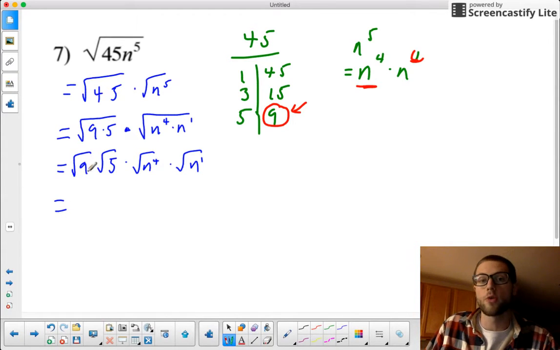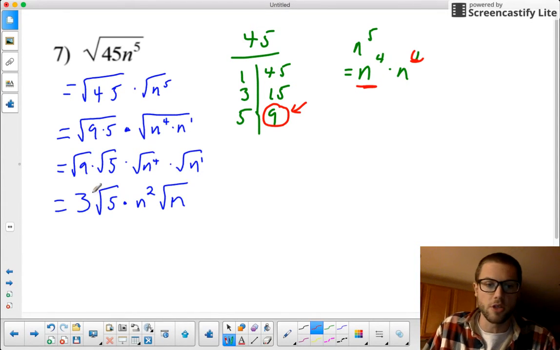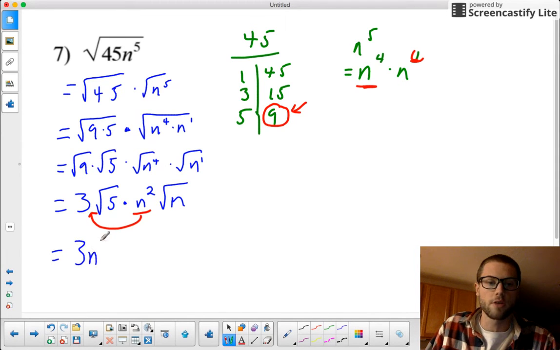I know the square root of 9 is 3. I don't know the square root of 5, that's not a perfect square, so I'm going to leave that in the radical. This is multiplied by the square root of n to the fourth, which is a perfect square, so this is going to become n squared. And I cannot find the square root of n, so I'm going to leave that inside the radical. And here's where the rearranging works. I'm going to move this n squared between the 3 and the root 5, which is totally legal to do. I can move multiplication around in any order that I want. So we're going to call this 3n squared.